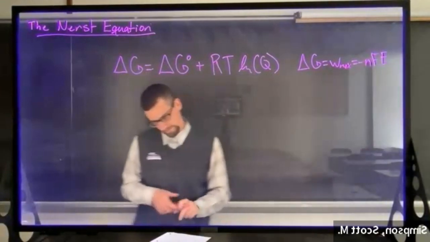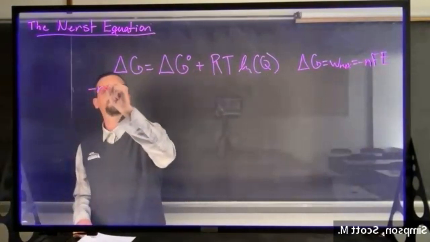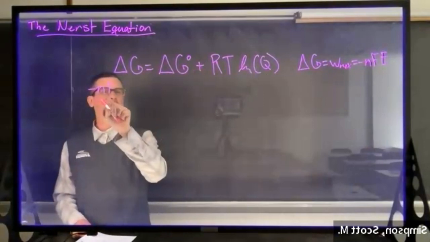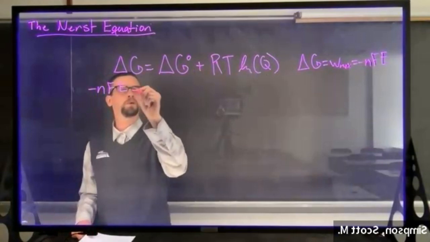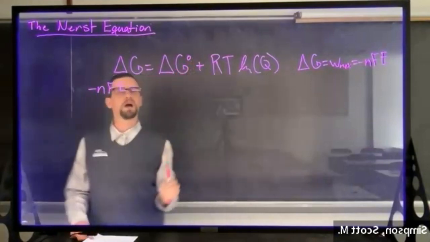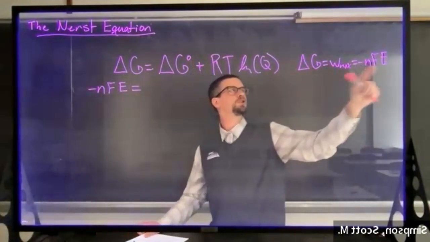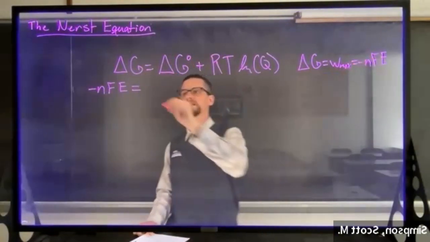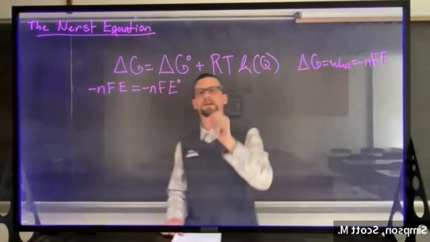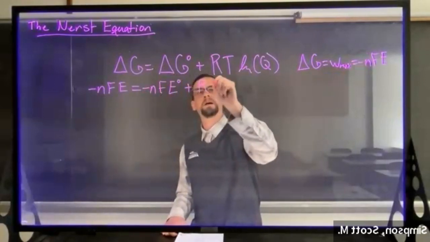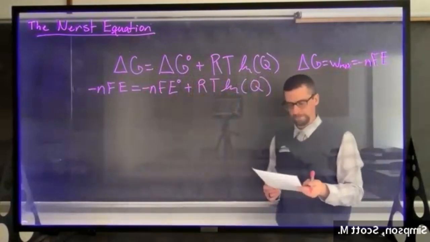Now let's plug in for this. We get negative n moles, Faraday's constant, times the cell electromotive force is equal to, since we have this delta G naught, negative n F E naught for our cell potential, plus RT ln Q.